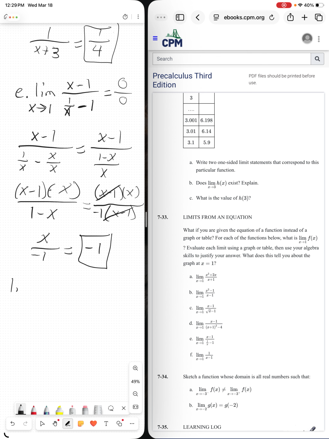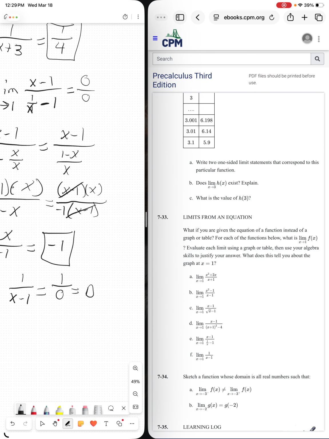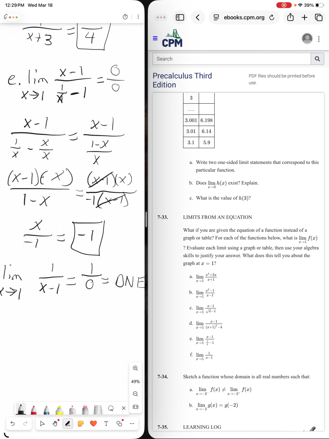The last one here, there's nothing I can do to this. So I get 1 over 0, which is undefined. So this limit does not exist. Can't factor that, can't change it.